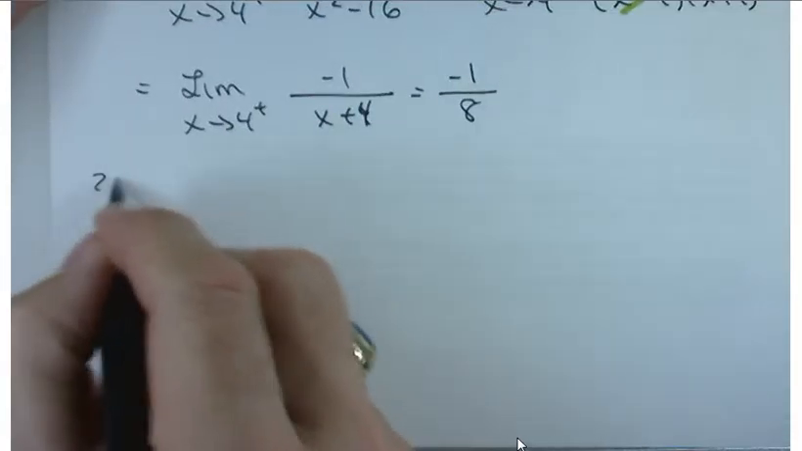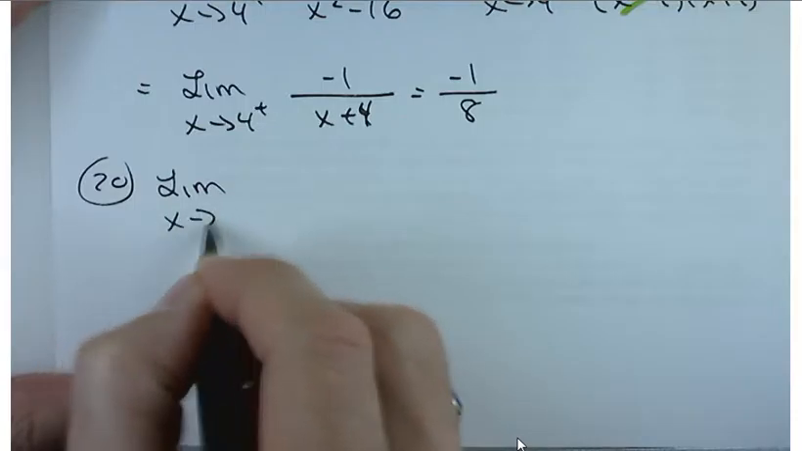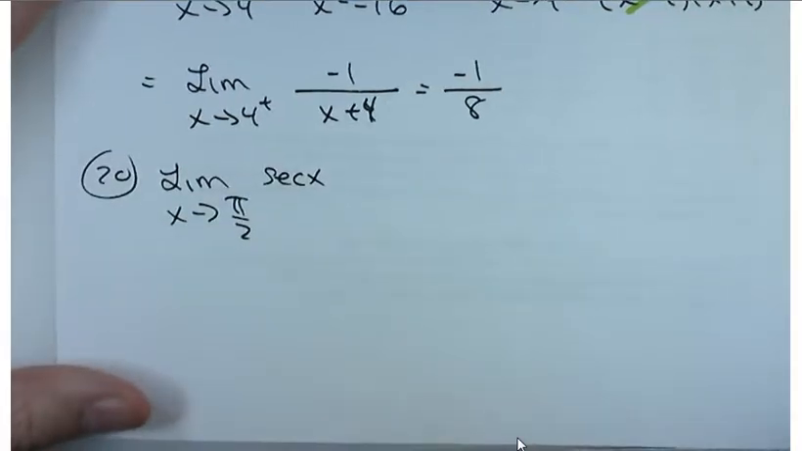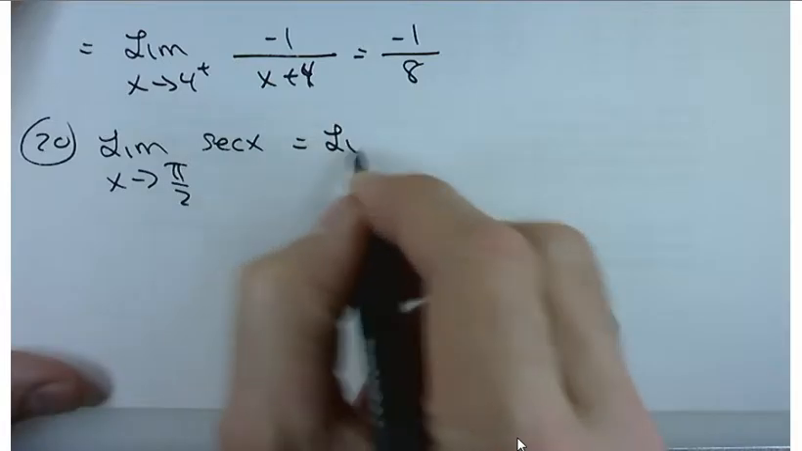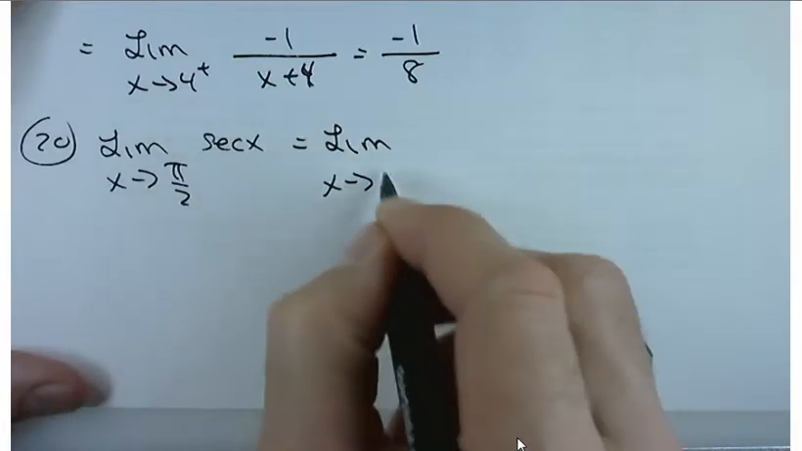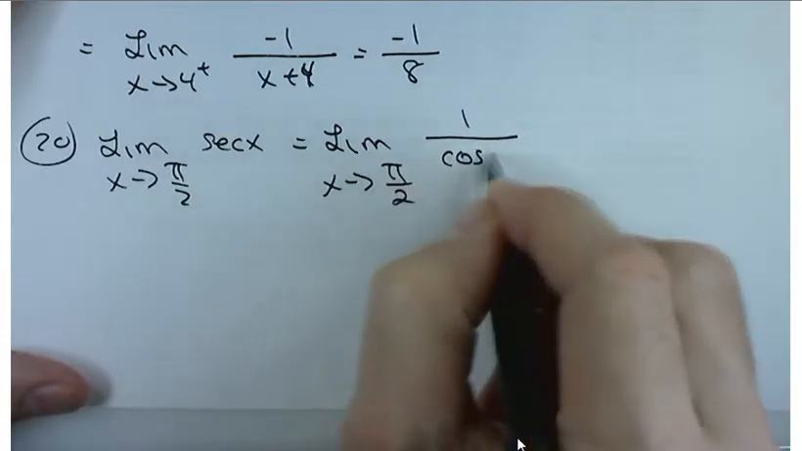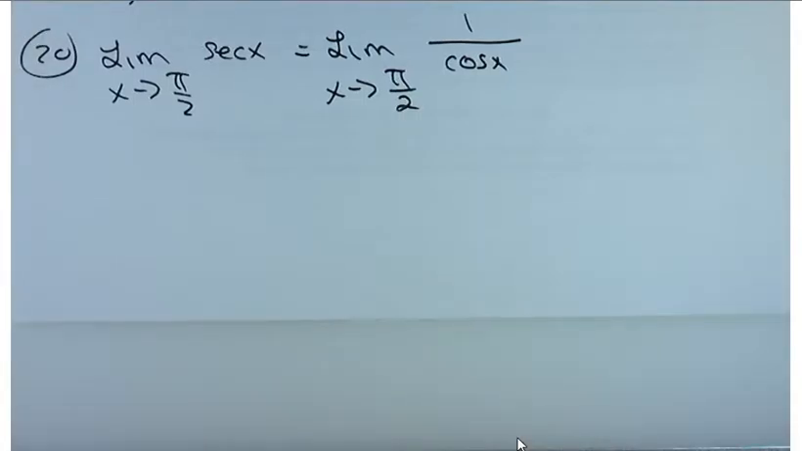Let's take a look at a couple problems in the book now. Problem number 20. The limit as x approaches pi over 2 of the secant of x. Some of you might be more comfortable thinking about this as the reciprocal of the cosine. So that's 1 over the cosine of x. You don't have to, but maybe you're a little bit more in your comfort zone there.